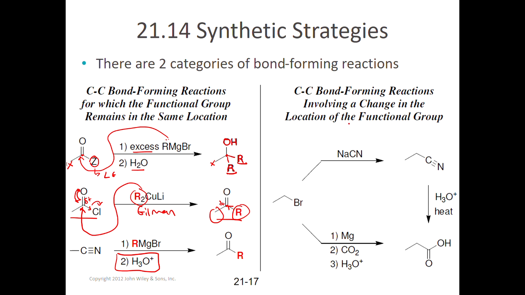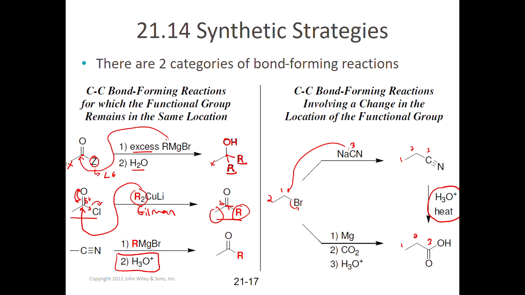The reactions over here on the right-hand side extend the carbon chain by 1 carbon. So I've got 2 carbons to begin with. I'm going to add a 3rd carbon by having a CN attack and push out the Br. So now I've got 3 carbons. And now we know we can also use H3O plus and heat to hydrolyze that to a carboxylic acid if we want.